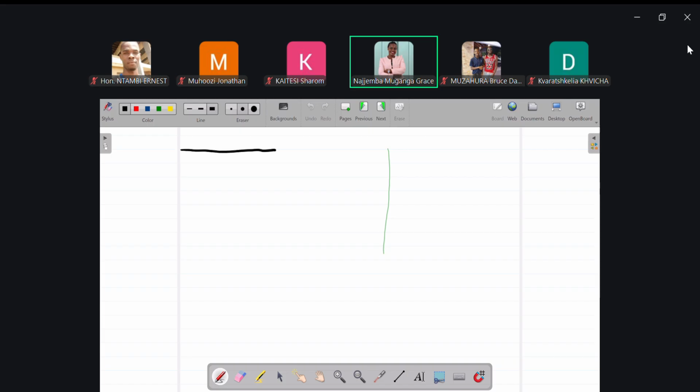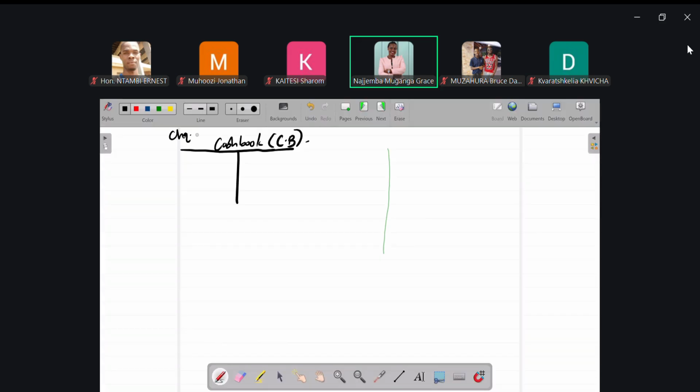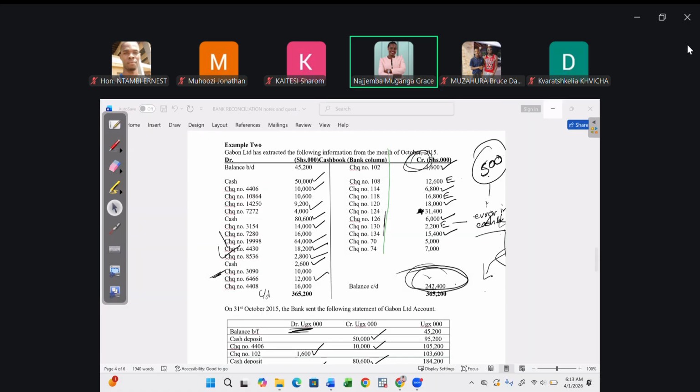So I would prefer you extract out what happened. Okay, in the cash book, what did they do? Allow me to abbreviate it as CB to mean the cash book. In the cash book, what did the accountant do? You extract out something very simple. In the cash book, the accountant for check number 108, this is check number 108, credited 12,600 on the credit side, 12,600.